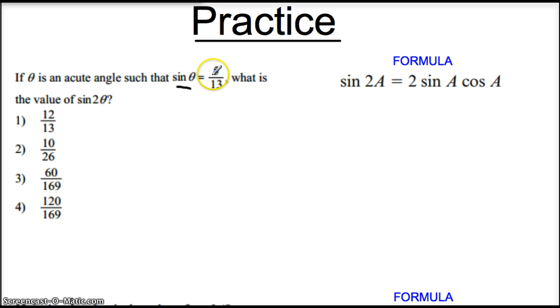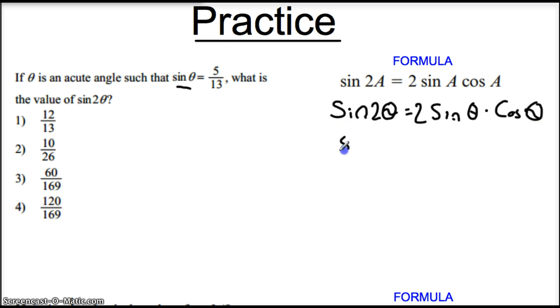So to find double whatever this angle is and what that trig value is, the sine of 2a, the sine of 2 theta in this case, is equal to 2 times the sine of theta times the cosine of theta, right? Well, the sine of 2 theta is actually 2 times the sine of theta, which we know is 5 over 13, times the cosine of theta, but we don't know what that is yet. How can we get it?